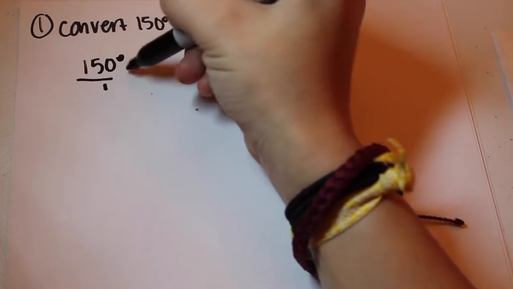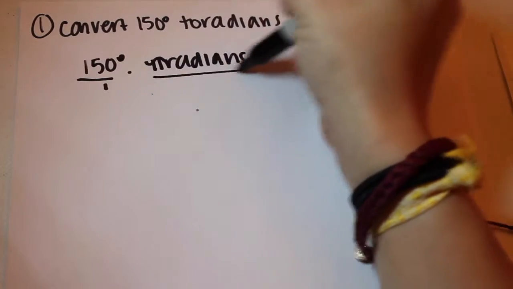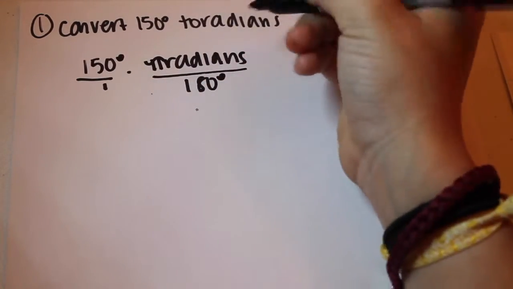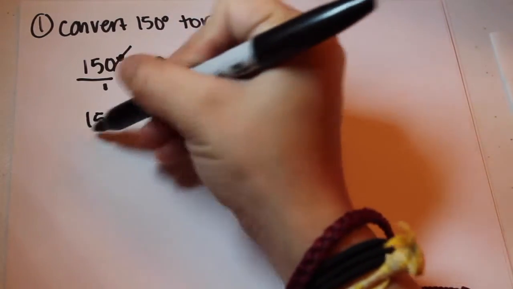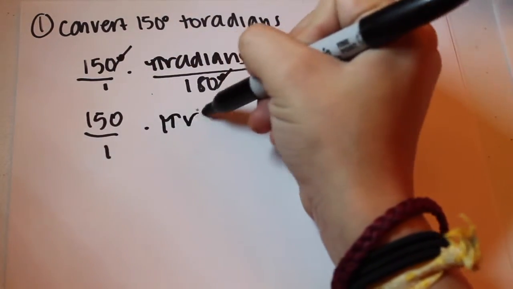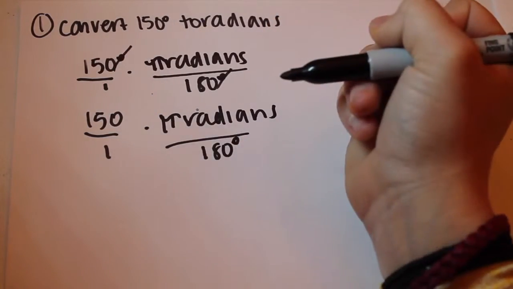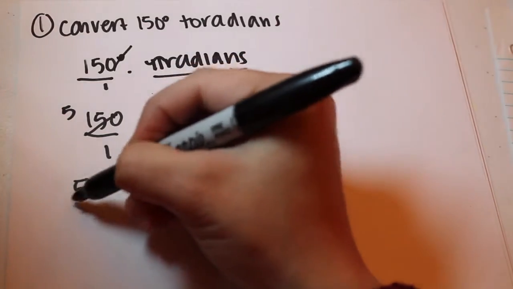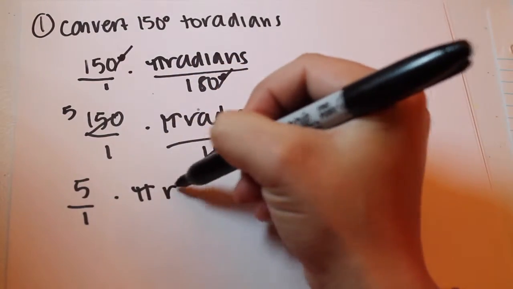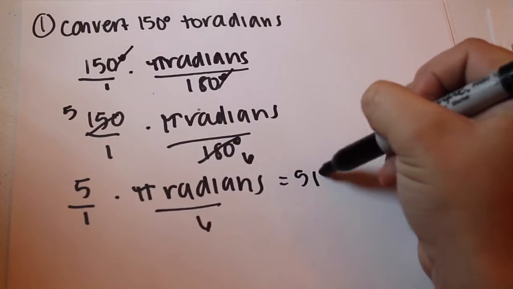So first we must plug in our value to the equation. Next, we must always cancel the degrees. That would leave us with 150 over 1 times pi radians over 180. To make this easier for ourselves, let's just simplify beforehand. This leaves us with 5 over 1 times pi radians over 6. Now we can multiply, giving us an answer of 5 pi over 6 radians.